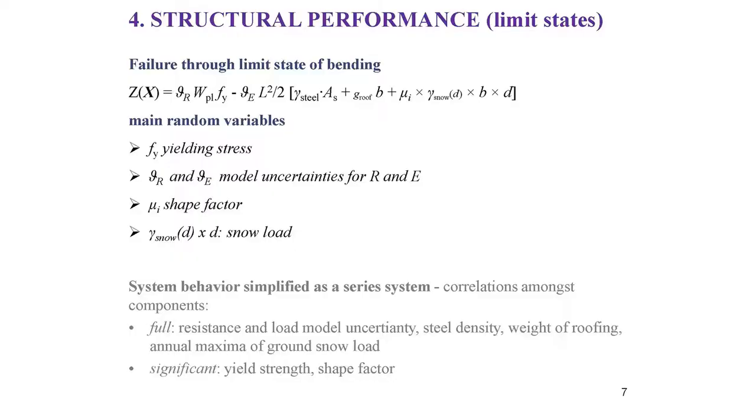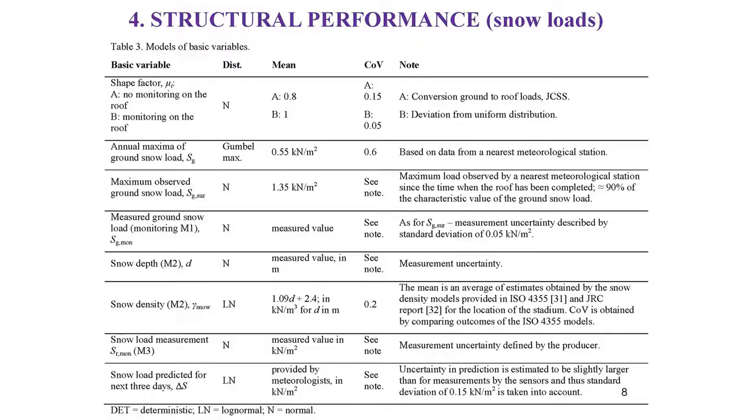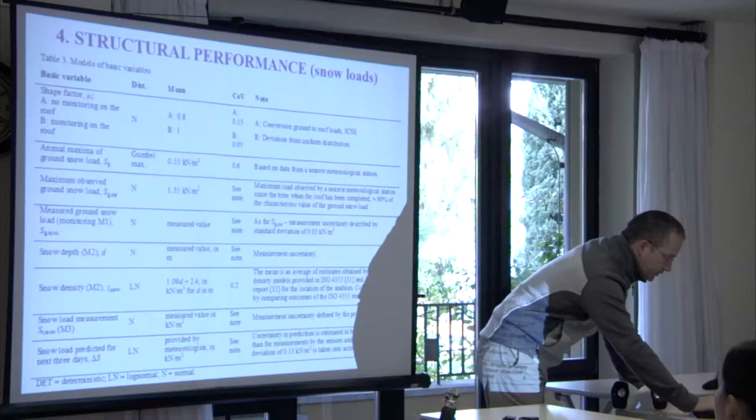Here is the overview of the main basic variables, so we considered model uncertainties, shape factor, snow load, and of course yield strength. We did some analysis of system behavior, but I will skip details of this. We did a lot on snow load modeling for different monitoring alternatives. I think this is the core of the study, but I will not manage to discuss this in 10 minutes.